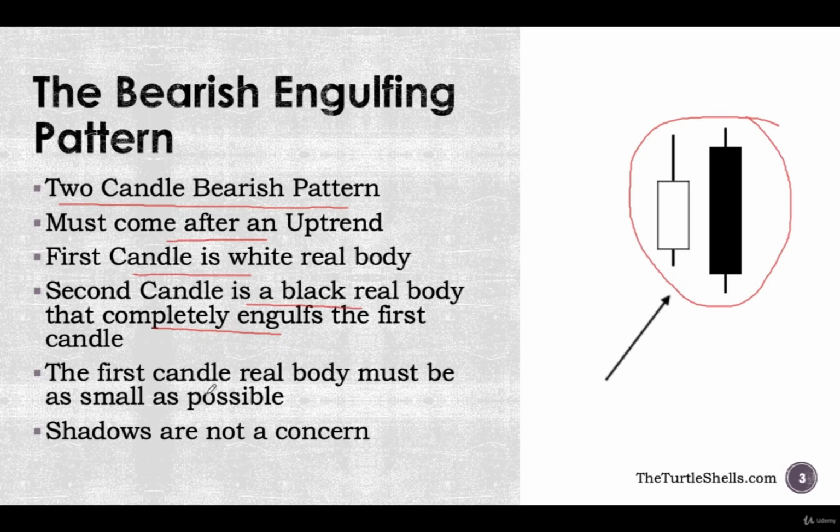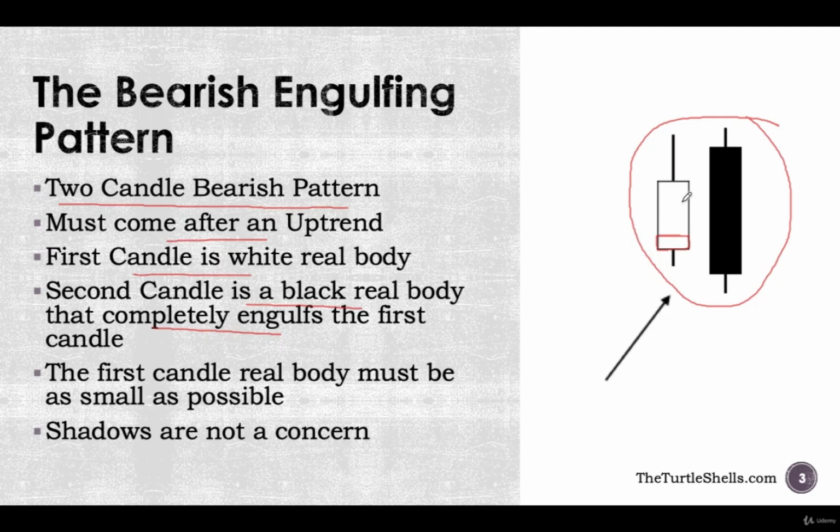The first candle body must be as small as possible. Now, when I mentioned that ideally it should be a tall white candle, but imagine if the candle is this small. It represents that the power of bulls is diminishing on that candle, and suddenly you have a big black real body which is engulfing a small white real body. That is even more powerful. Okay, so the point here is if it is a small white real body engulfed by a tall black real body, that's a very powerful bearish sign.